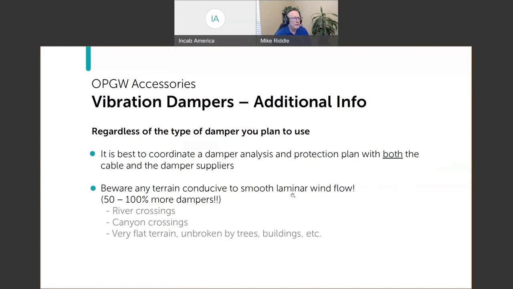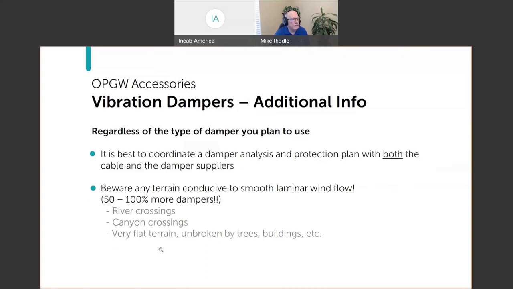Some additional thoughts about dampers. Regardless of which type you use, I recommend that you coordinate the damper analysis and protection plan with both the cable and the damper suppliers. A lot of people will only check in with the damper supplier, and you really need to bring the cable guy in, in my opinion.